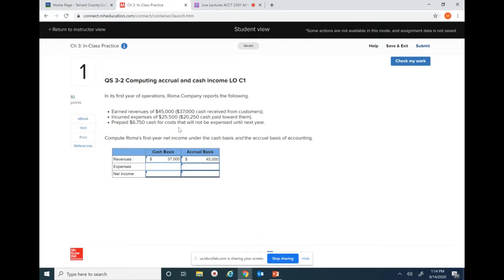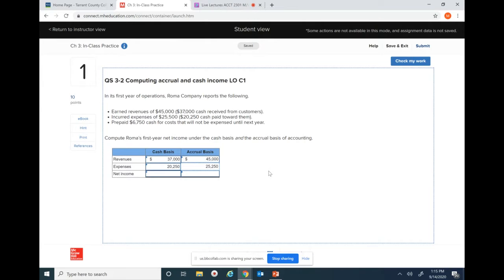They incurred expenses of $25,500. Under the cash basis accounting, we will only recognize $20,250 because this is how much the company has paid. And under the accrual basis of accounting, we will recognize the full $25,250 because the expenses have happened, they have been incurred, and we are ignoring the timing of the cash payment.